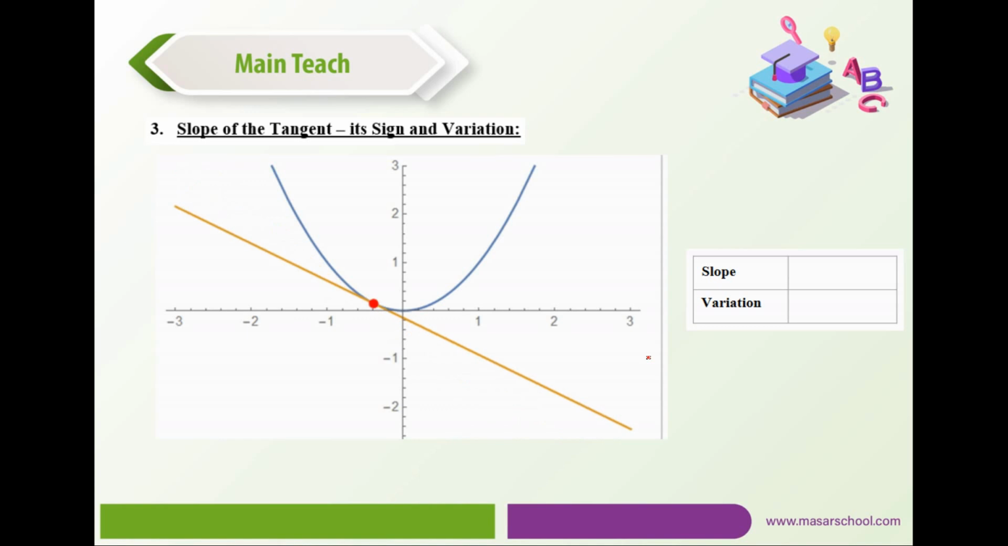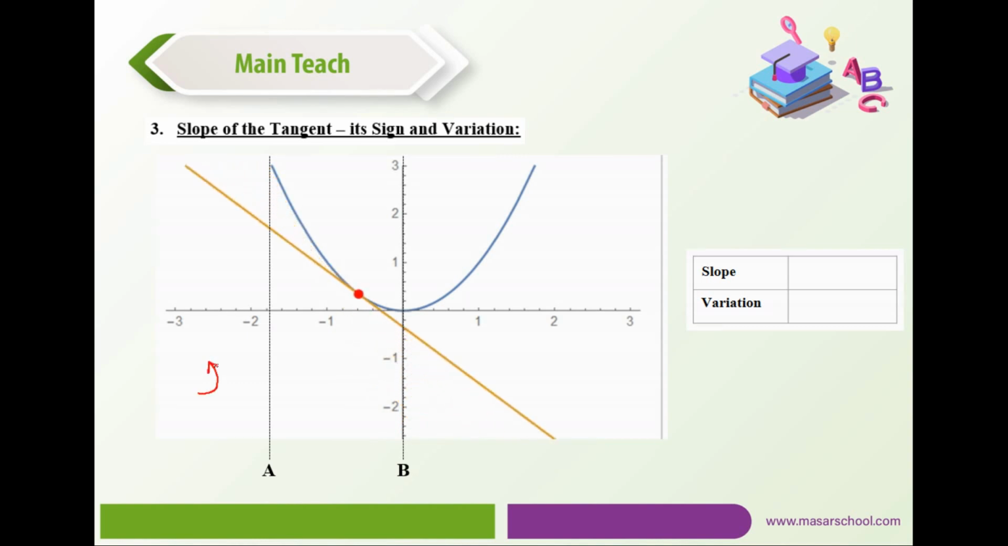Okay, let's consider this function. Let's consider the first interval indicated by a and b. If you notice that carefully, the slope is varying in this manner. First of all, we need to discuss the sign of the slope. The slope in this case is always pointing down, then it's negative. What about the variation? It is increasing.